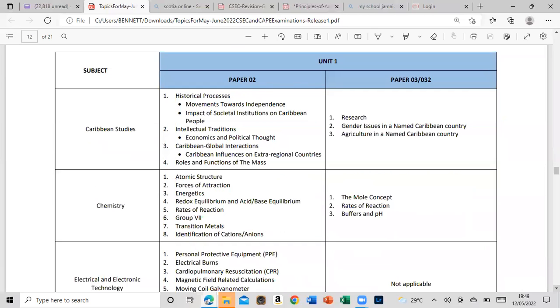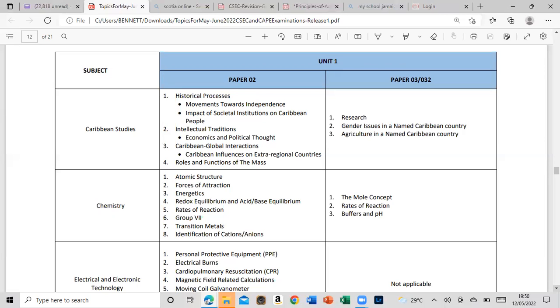All right, so let's move on to Caribbean Studies. Again, that will be done on my channel. We have Mr. Riley, a legendary teacher of St. Mary's College. All right, historical processes, and this is Caribbean Studies. Movement towards independence. Importance of societal institutions and Caribbean people, intellectual tradition, economic and political thought. 3, Caribbean global interactions, and that looks at the Caribbean's influences on extra-regional countries. 4, roles and functions of the mosque. All right, and that's research, gender issues in a Caribbean country, and agriculture in a named Caribbean country.